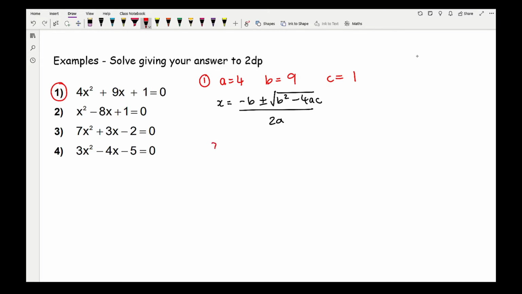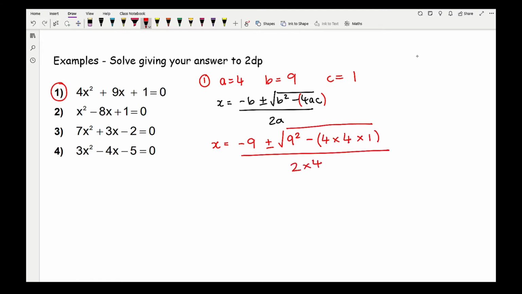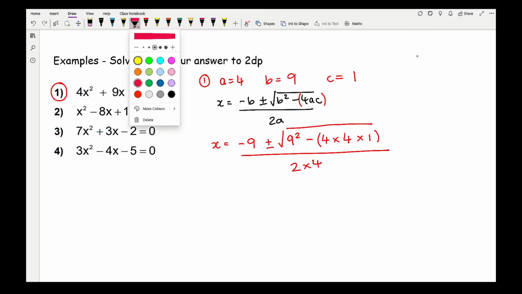So I've got x equals, now it's minus b, so it'd be minus 9 plus minus square root of 9 squared minus, and now here what I'd always recommend is putting that in brackets. So I've got 4 times a, which is 4, times c, which is 1, and that's all being divided by 2 times 4. Now, as I mentioned, what I would strongly recommend is, if you can, to simplify the things that are inside the square root.